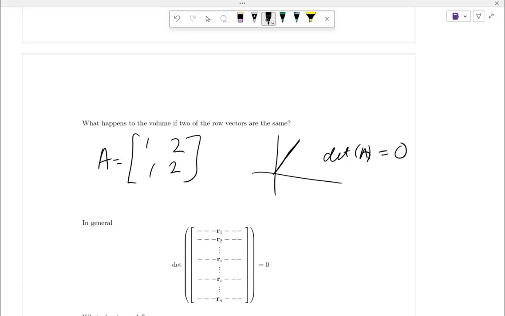Because again, if we think about it in terms of what we just talked about as a physical quantity, if you've got one row giving you one dimension of it, and then you've got another one that lands right on top of it, you didn't give it any volume at all. You've collapsed it down a dimension, at least a dimension. So you get the determinant of 0. So again, if two rows are the same, the determinant is 0.